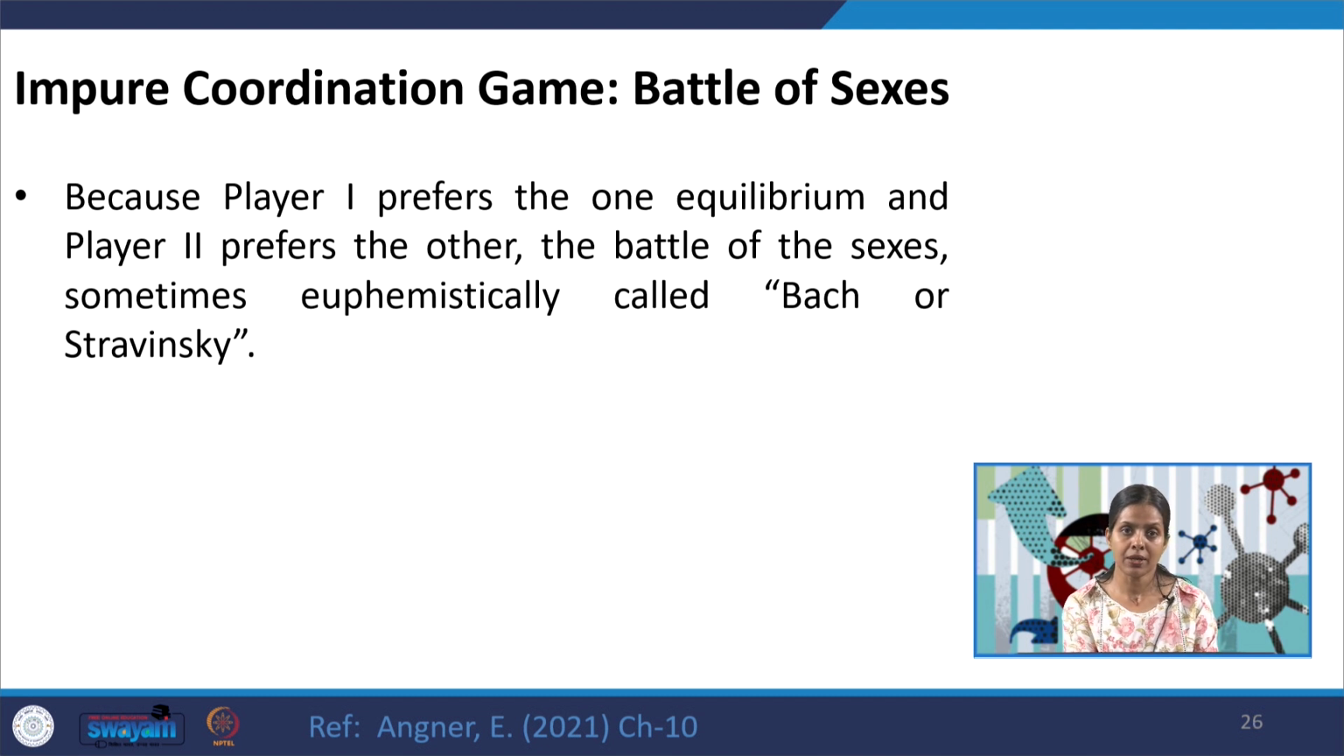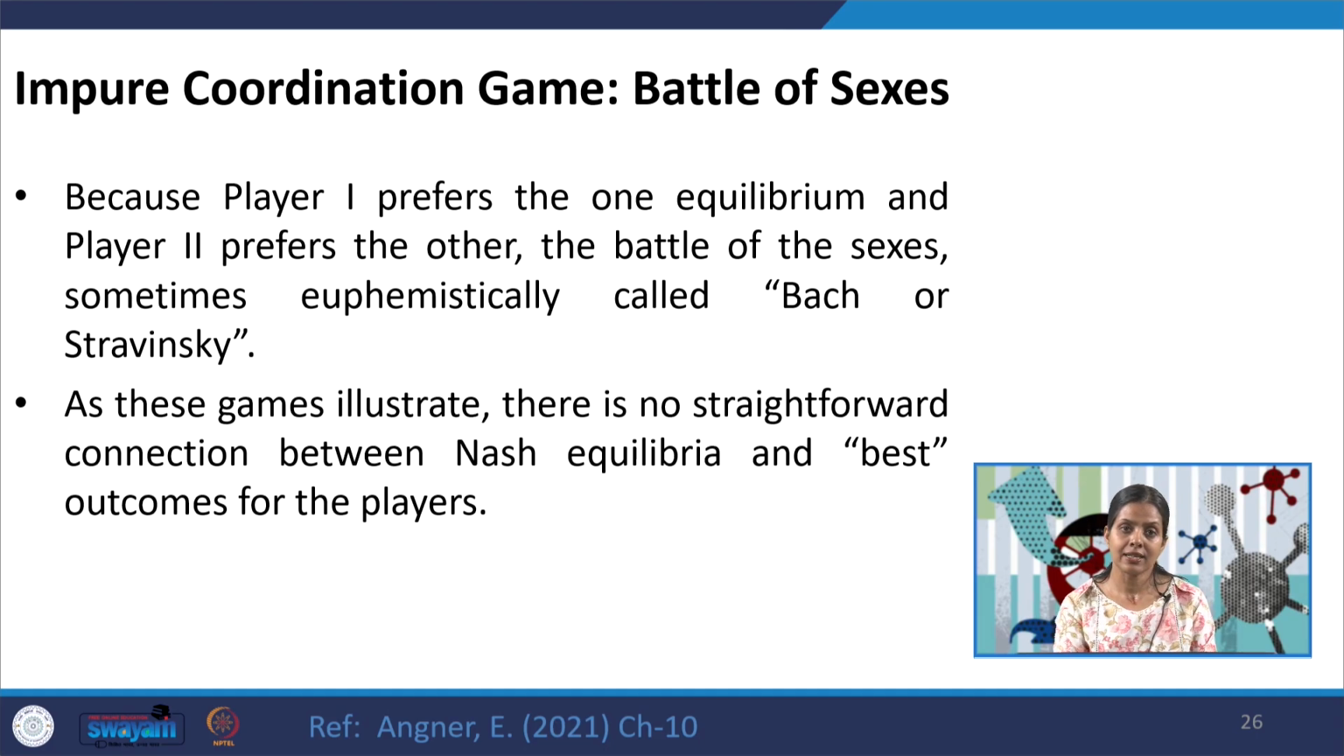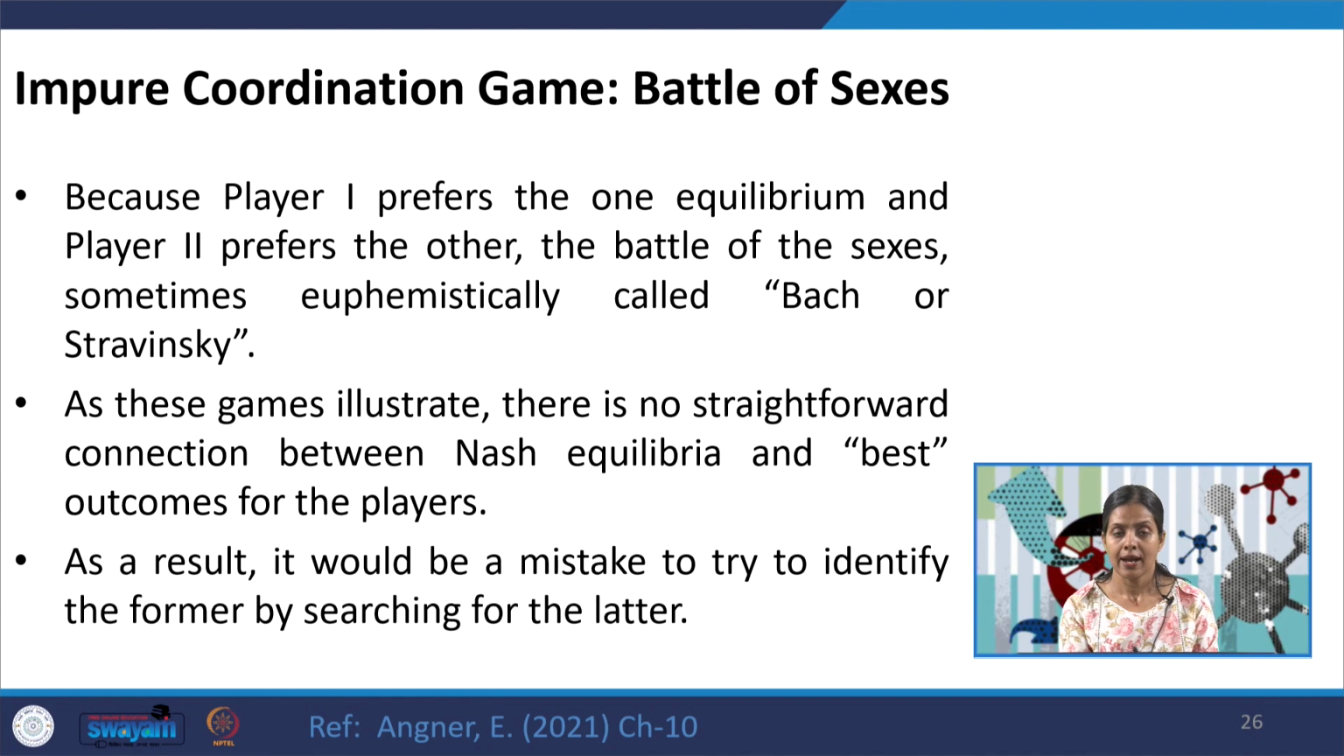1. Because player 1 prefers the one equilibrium and player 2 prefers the other, the Battle of the Sexes, sometimes euphemistically called Bach or Stravinsky. As these games illustrate, there is no straightforward connection between Nash equilibria and best outcomes for the players. As a result, it would be a mistake to try to identify the former, that is the Nash equilibria, by searching for the latter, the best outcome. So, it is not necessary that Nash equilibria ensure the best possible outcome for each player.